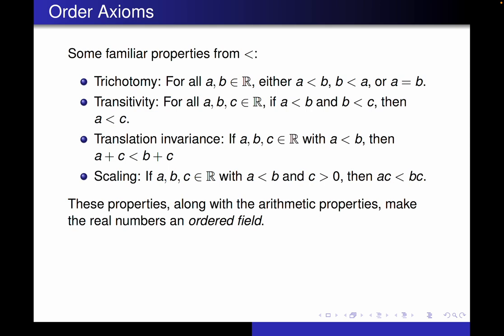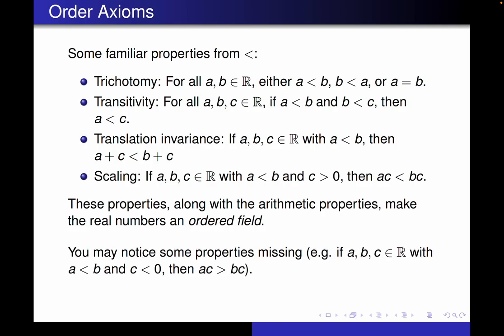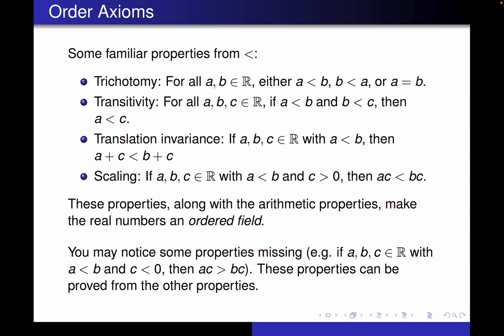So if you take all the field axioms from the previous slide and combine them with all the order axioms, you get what's called an ordered field. So the set of real numbers is an ordered field. You may notice some properties missing. For instance, what happens when you multiply by a negative number? You may remember back from your algebra days that when you multiply by a negative number, it still works, but you've got to flip the inequality. But it turns out that we don't need to include those in the axioms because those can be proved from other properties. Remember, we don't want any redundancy in the axioms. We want to make the list as short as possible.